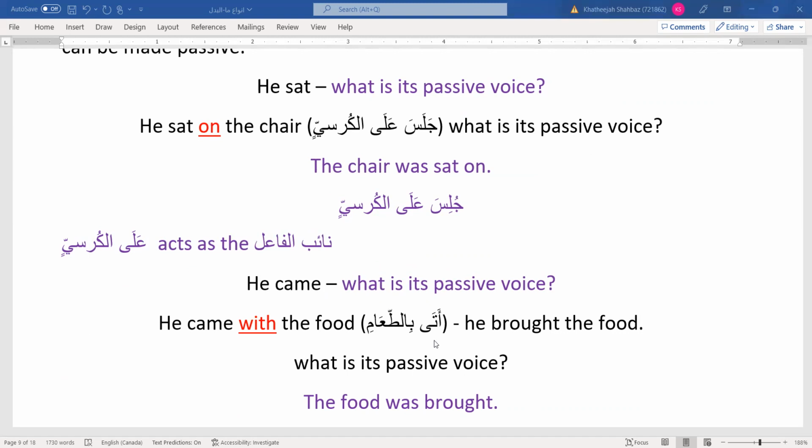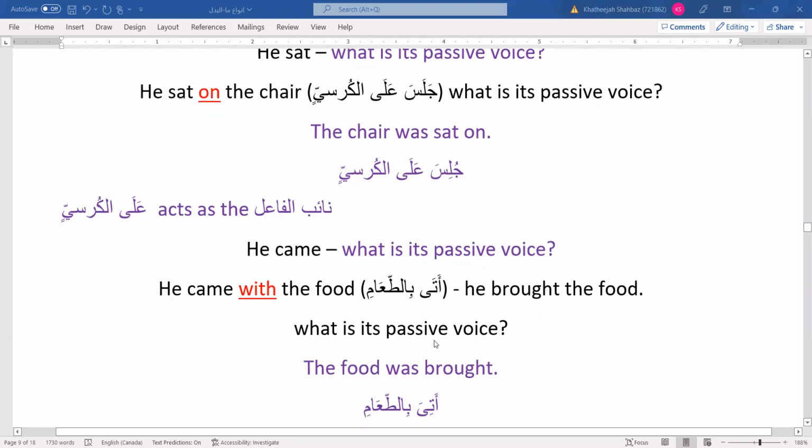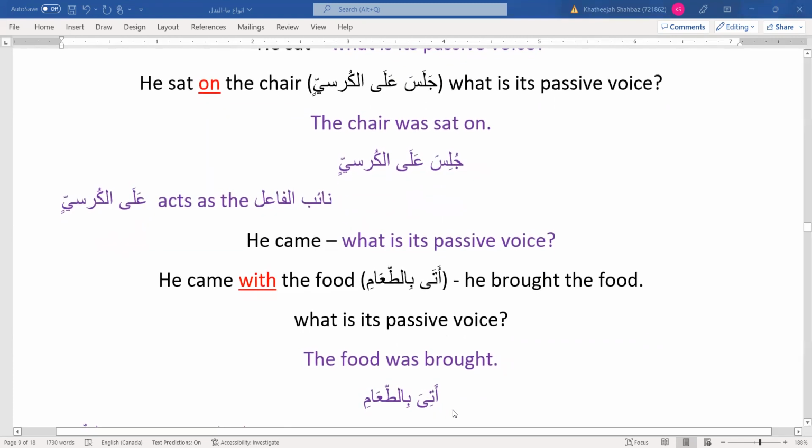Just by adding a harf. And what will be the Arabic for it? Utiya. Actually, this is a dhamma here. It didn't come out; it wasn't written really well, something in the way it is typed. Utiya bit ta'ami. The food was brought. Ata became utiya. Utiya bit ta'ami. There is no change in bit ta'ami. It is the same. The food was brought.